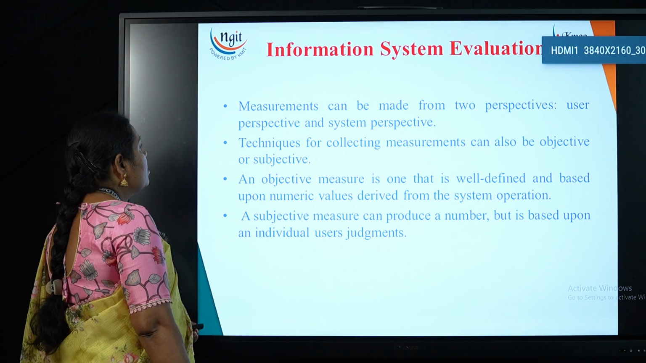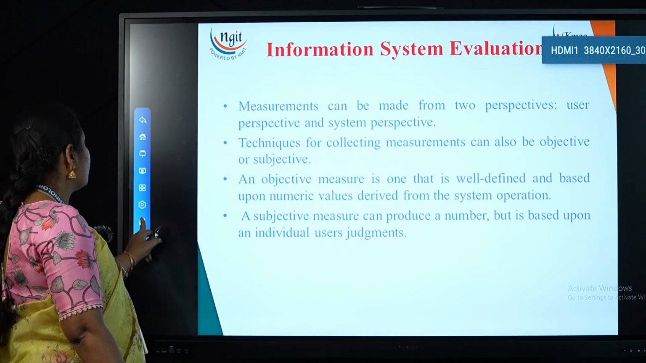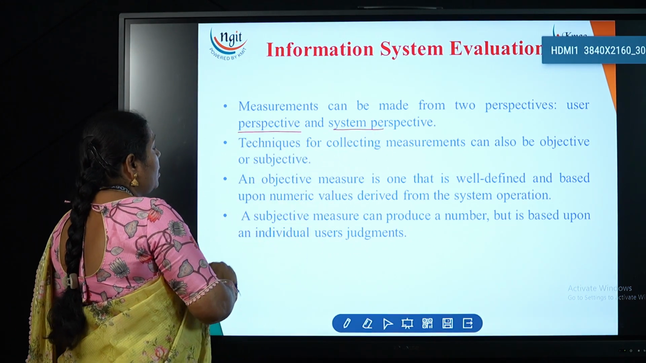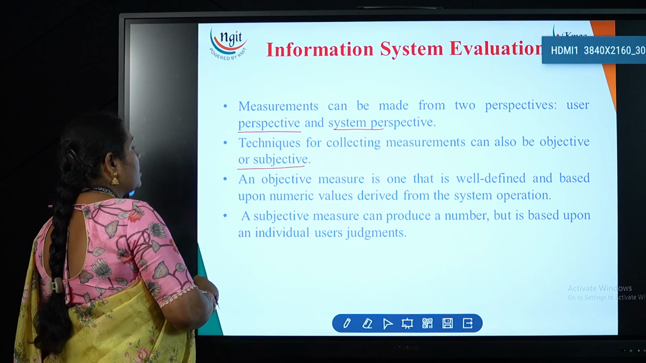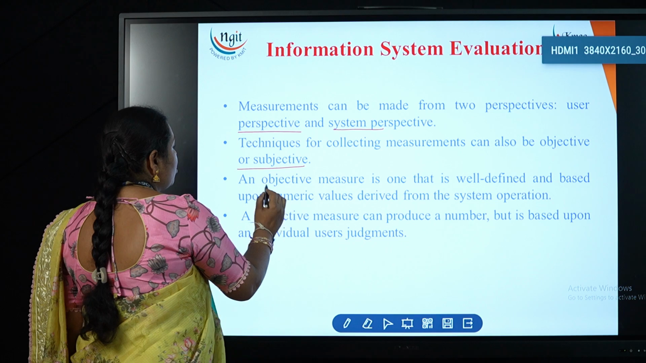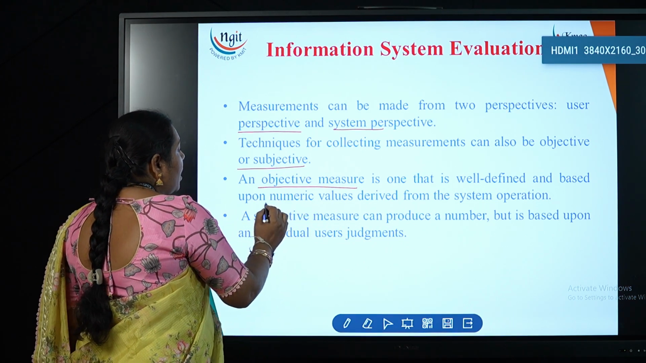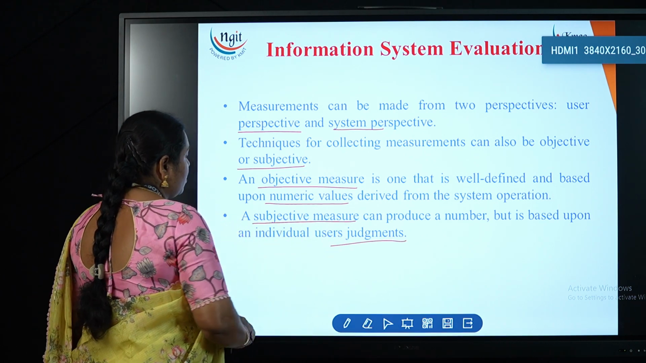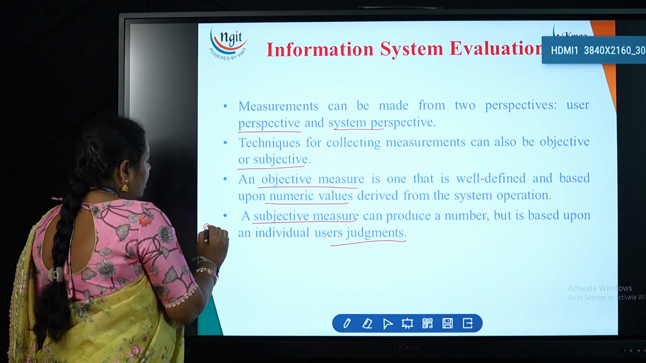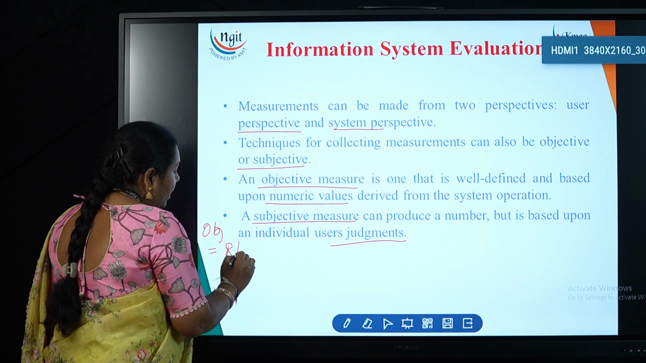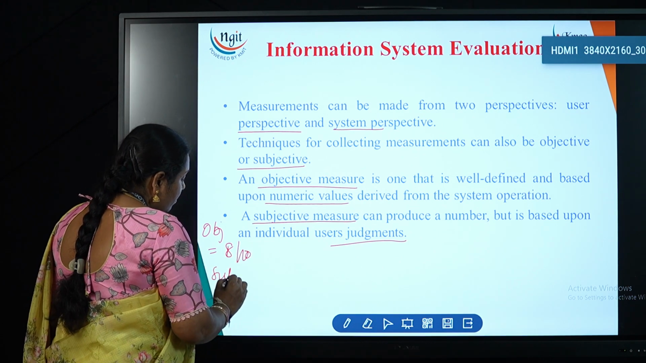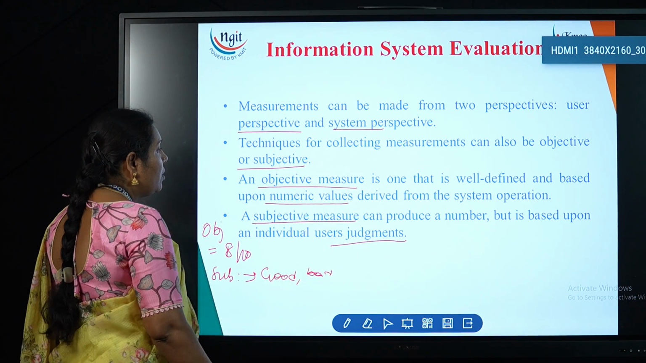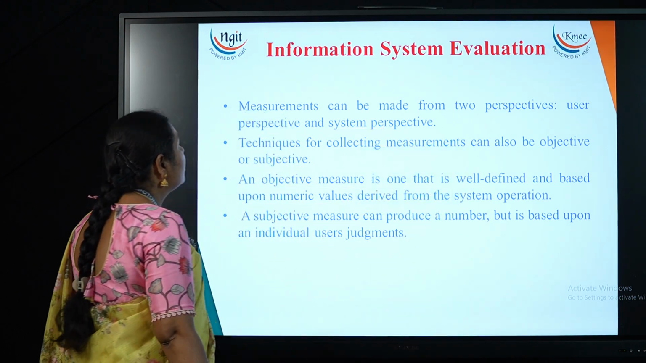So how to evaluate? What measurements are made in order to evaluate from the user perspective and the system perspective? These techniques may be objective or subjective. Objective measures are well defined and based on numeric values. Subjective measures can produce a number, but it is based on user judgment. For example, the objective measure is 8 of 10, and the subjective measure is feedback as good or bad retrieval. These are the two measures.